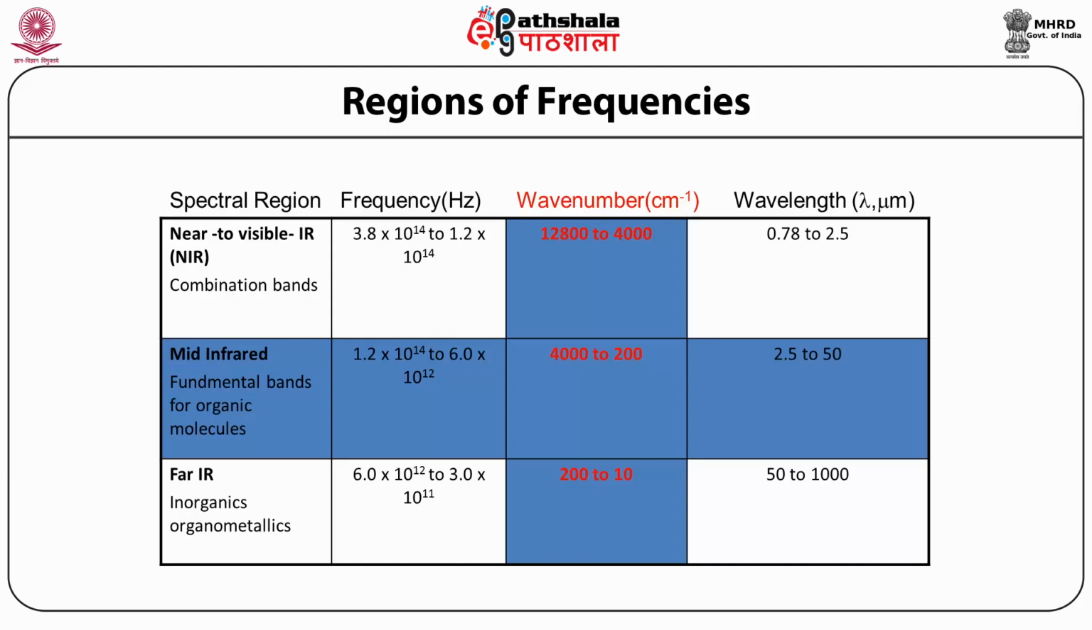And the third one is the far IR, which is applied for inorganic and organometallic compounds. It has a frequency in the range of 6 × 10^12 to 3 × 10^11, a wave number ranging from 200 to 10, and a wavelength of 50 to 1000 micrometer.